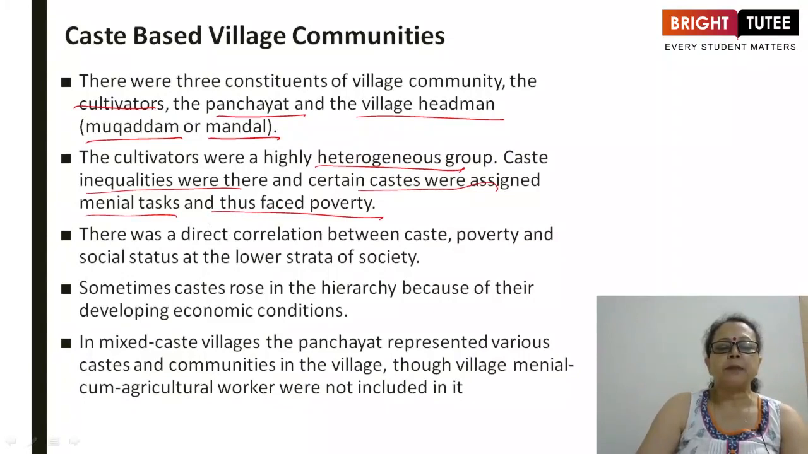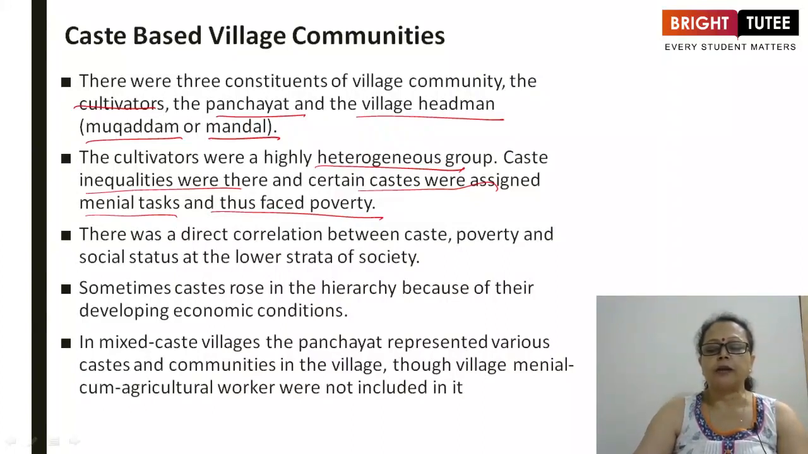Already in the previous chapters we have discussed how our Indian society was divided into different caste categories. Some of them are recognized as the higher class group and some are supposed, or forced actually, to perform the menial jobs. So there was a direct correlation between caste, poverty and social status at the lower strata of society.